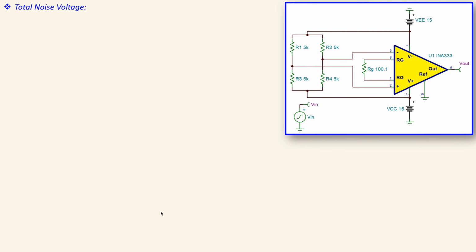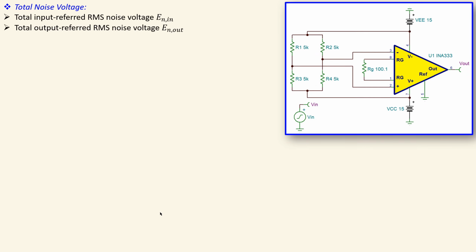Now if I move on and look at the total noise, we have the input referred RMS noise voltage and also the output referred RMS noise voltage, and those have a relation with each other. That is given by this expression, which has the noise gain, and we know that already. The noise gain of this one is 1000, calculated using this value and the formula given in the datasheet of this instrumentation amplifier.